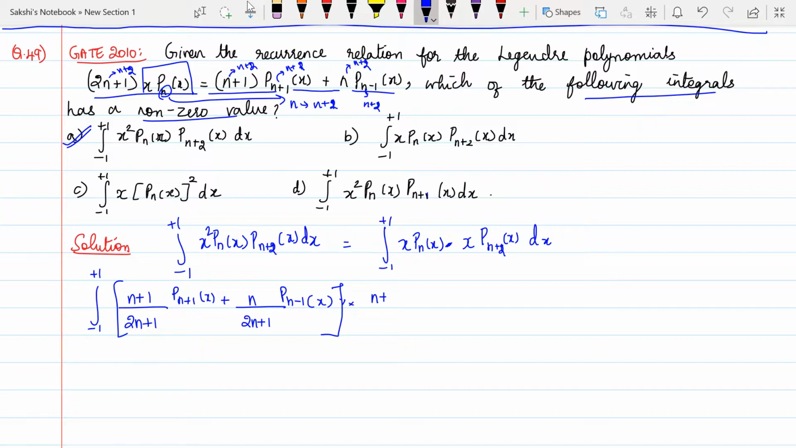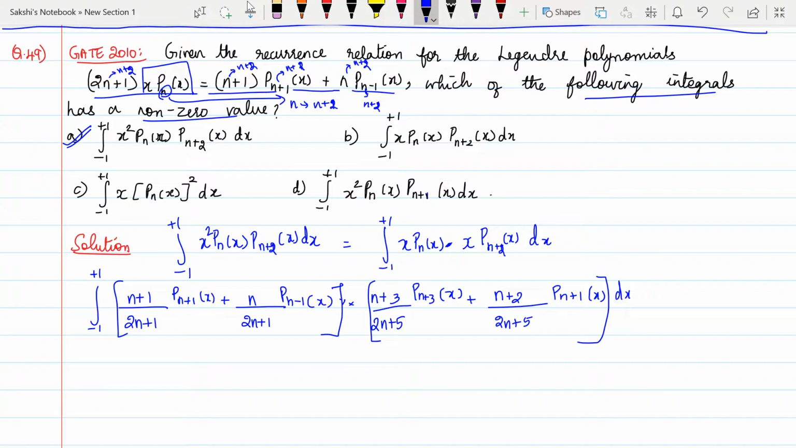So on doing that, I get my answer as n plus 3 divided by 2n plus 5 Pn plus 3 of x plus n plus 2 divided by 2n plus 5 Pn plus 1 of x dx. So I hope you understand this. I have just replaced my n plus 1 by n plus 2. Okay, so option A will be the right answer. You are going to do the same for option B, option C, and option D.